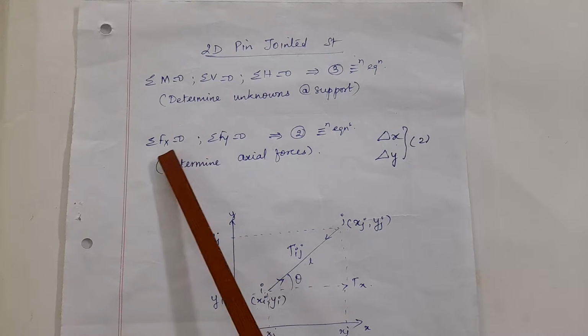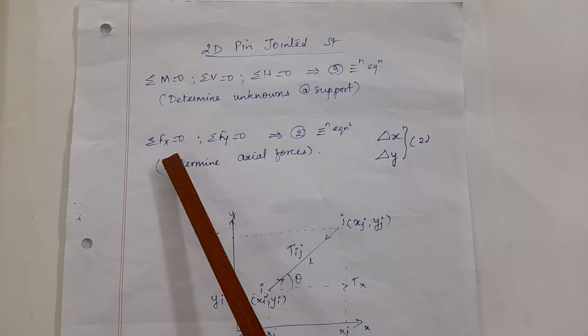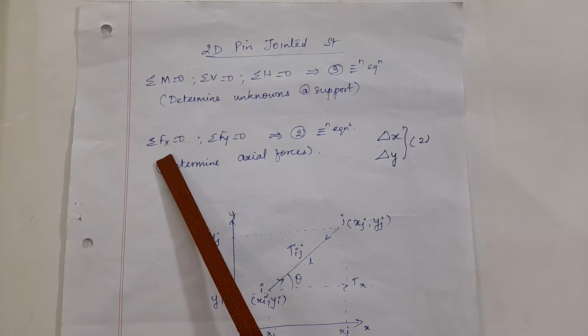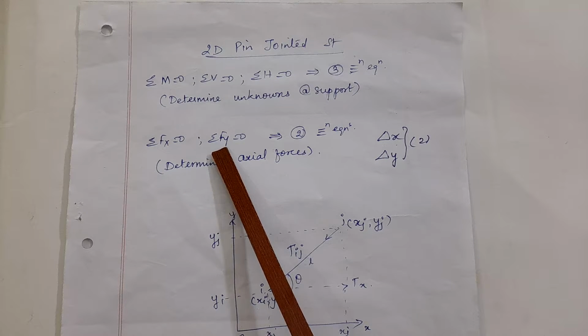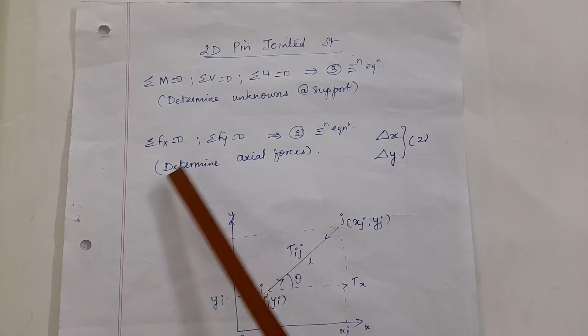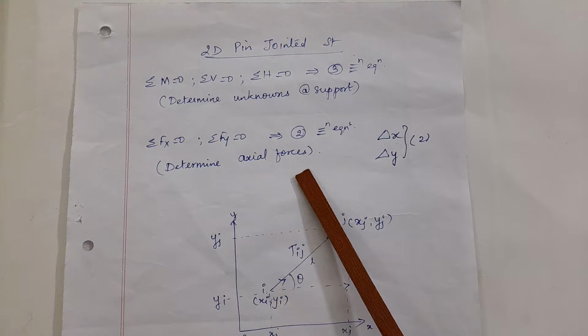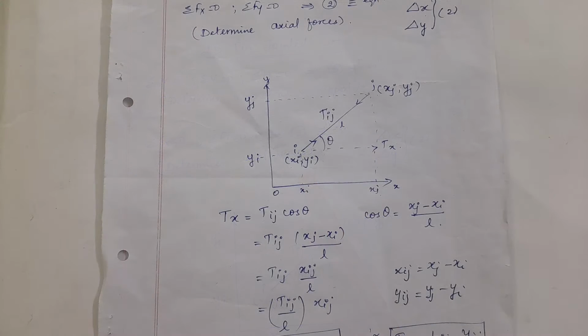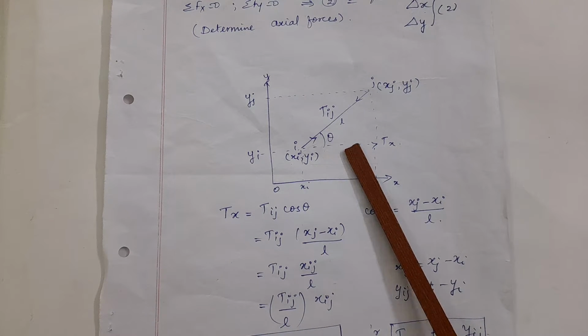Sigma Fx and sigma Fy both are equal to 0. That is, the summation of all the horizontal forces is equal to 0, and the summation of all the vertical forces is equal to 0. These two are the equilibrium equations that are used to determine the axial forces in all the members of the truss. Let us assume a member ij in xy plane.